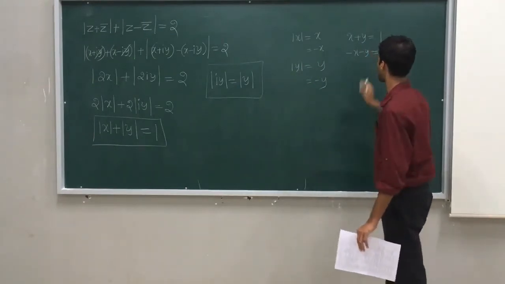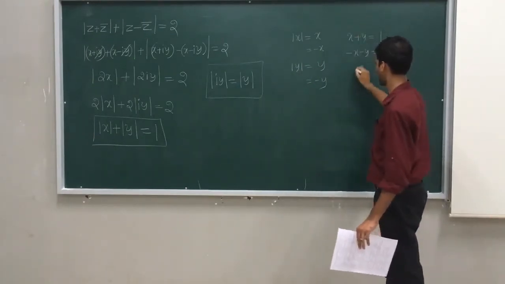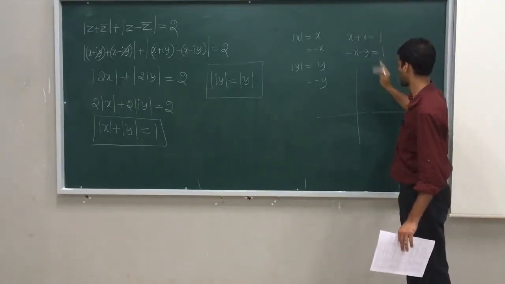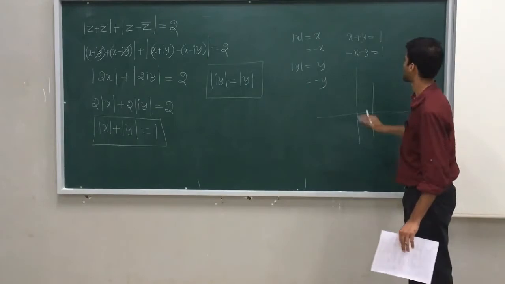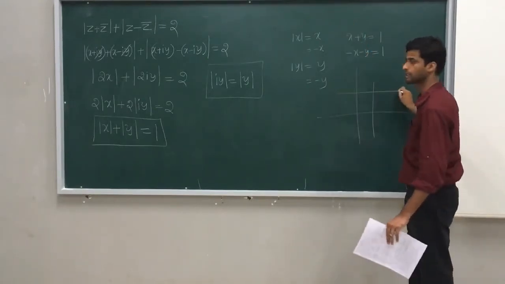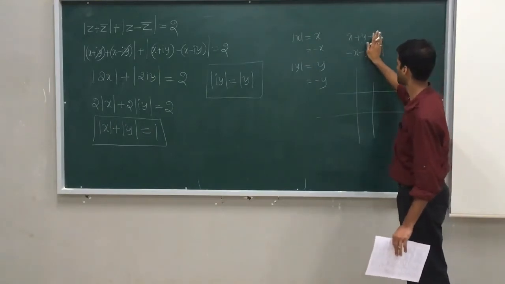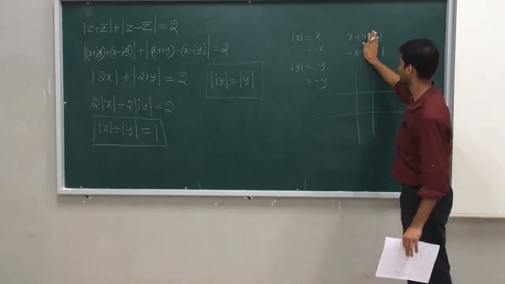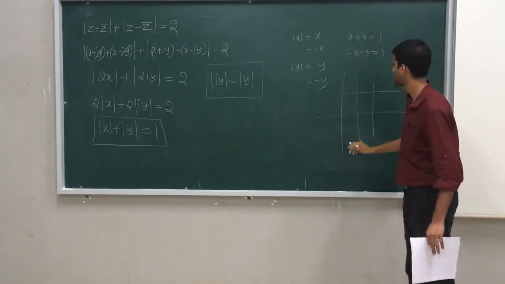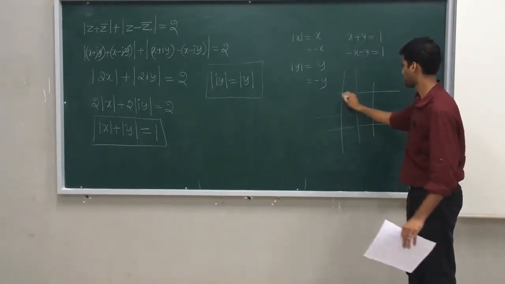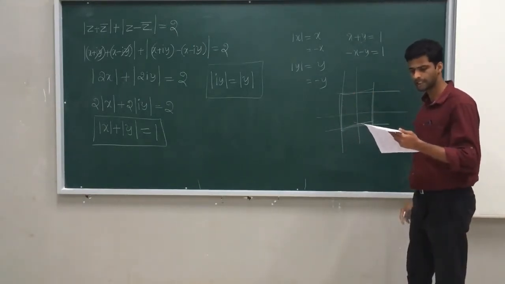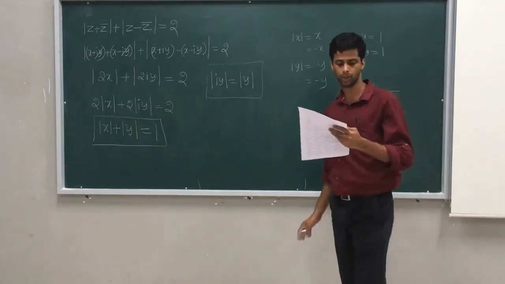For the time being, if you take y as 0, it gives x equal to 1. So x equal to 1 is somewhere here. If x equal to 0, it becomes y equal to 1. If you take y as 0 in the second equation, it becomes minus x equal to 1, therefore x equal to minus 1. So x equal to minus 1 is this line. Similarly, y equal to minus 1. It forms a square. Therefore, option B is the right answer for this particular question.